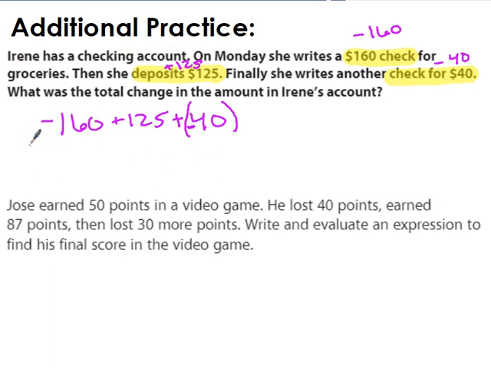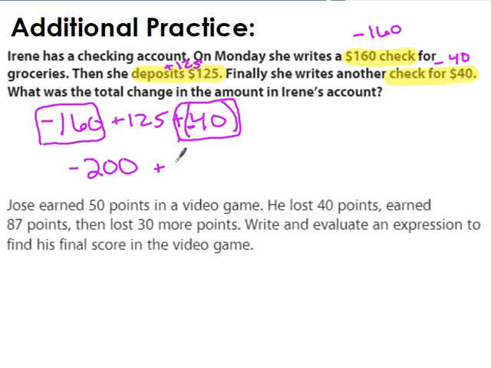Now I'm going to combine my negatives here. So I'm going to add negative 160 and negative 40. The reason we're combining the same sign is that that's just simple addition. When we combine the same sign, we know we're adding them together. So negative 160 plus negative 40 is negative 200. I keep that negative sign. 160 plus 40 is 200.